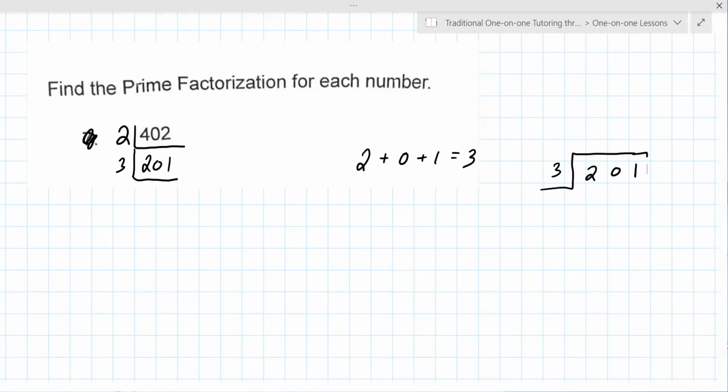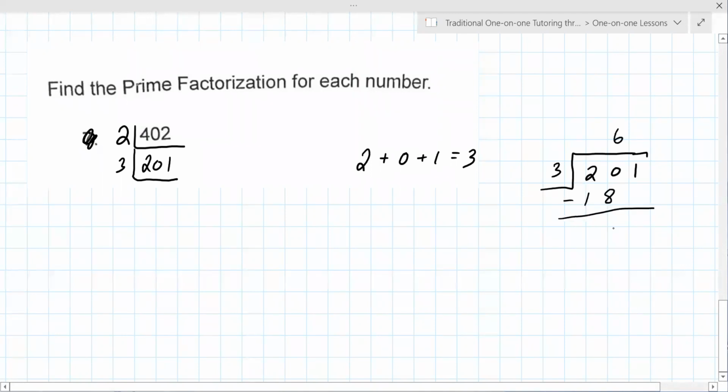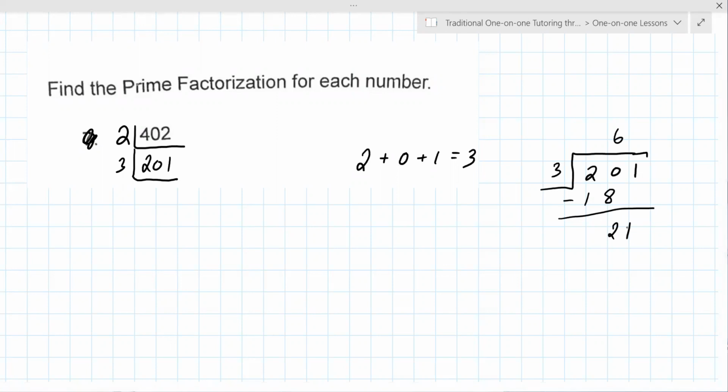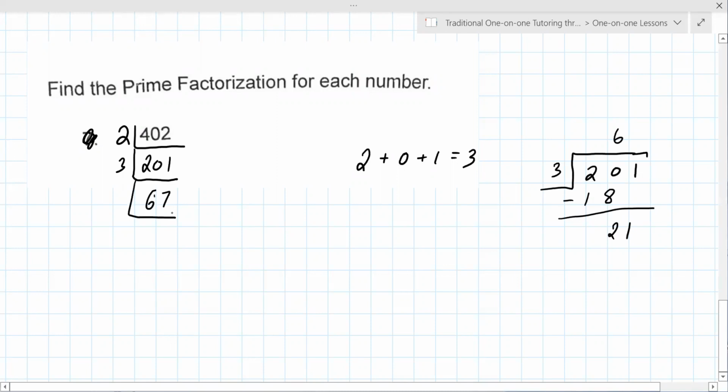Do you have an answer for me on this one? No. Okay. All right. I assume you're working on it. I mean, it goes into it 60 times. And then 3 does go into 21. So let me know when you get that final answer. Sixty-seven. Very good.